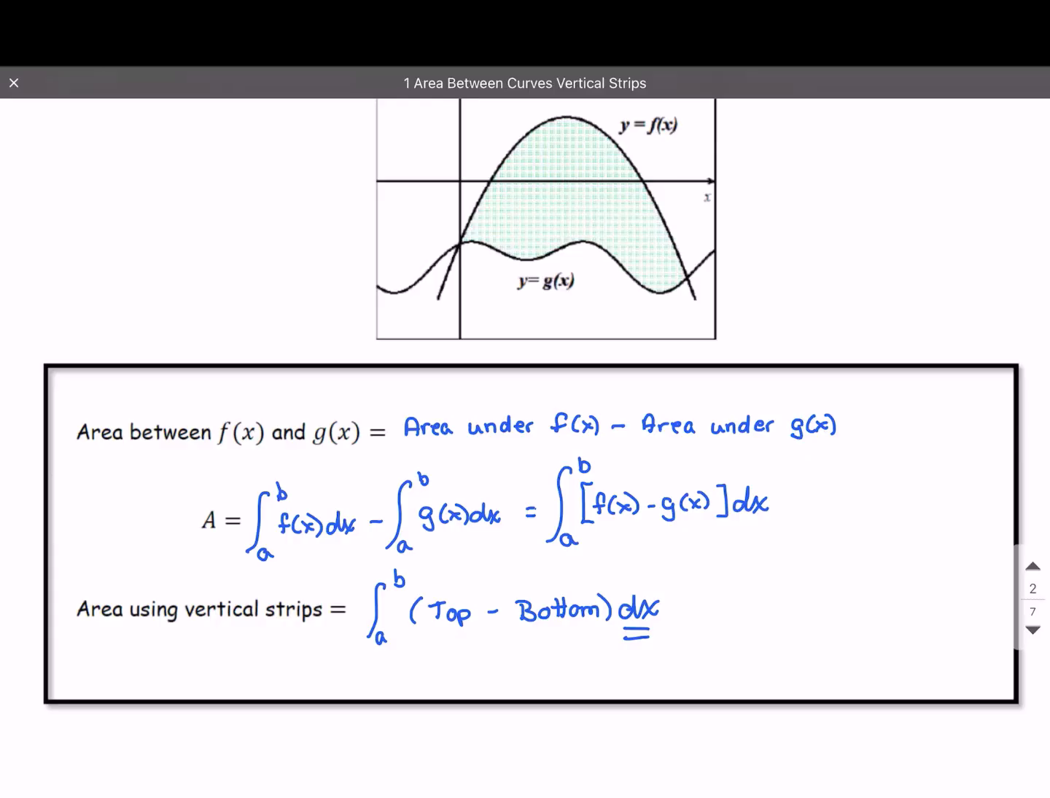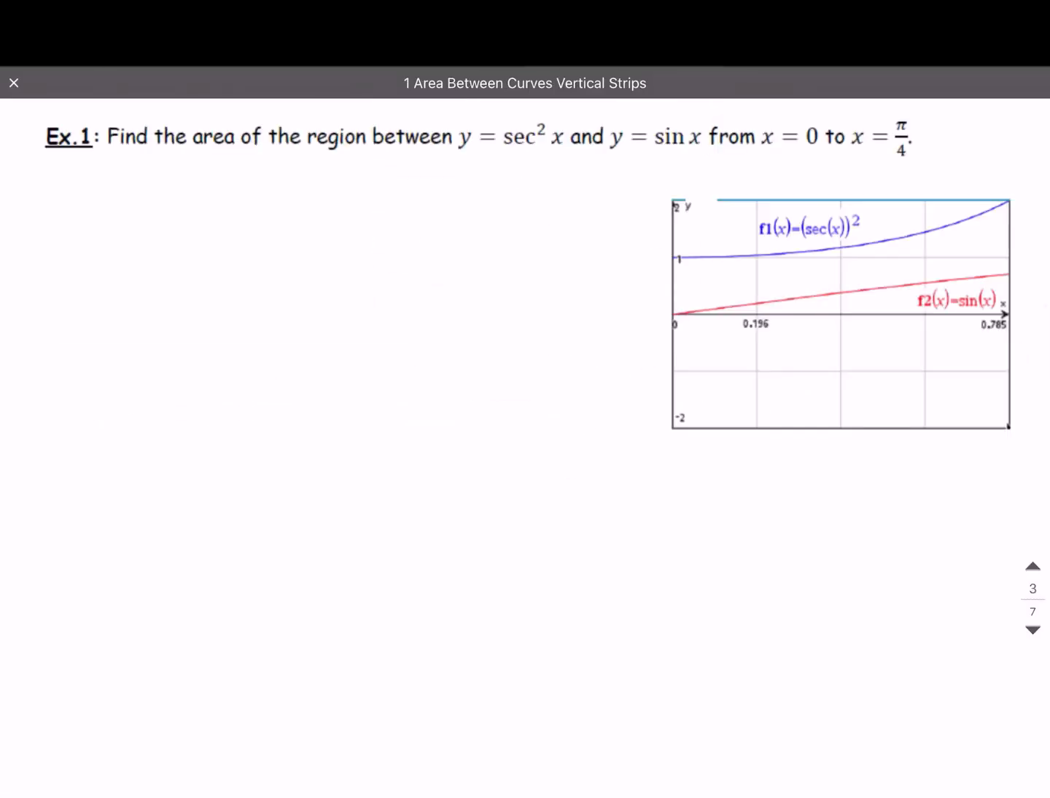So let's try one. So we want to find the area of the region between y equals secant squared x and y equals sine x from x equals 0 to x equals pi over 4. So that's that shaded area in there. So according to our rule, we will take the integral from a to b, so the integral from 0 to pi over 4 of the top curve is secant squared x minus the bottom curve is sine x dx. And here we go.